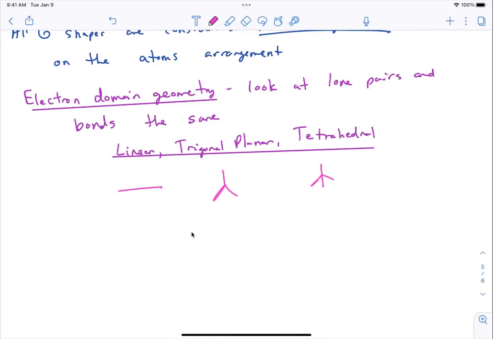If you have two lone pairs on four charge centers, then yes, they differ. But if they're four bonds and four charge centers, then they're both tetrahedral.